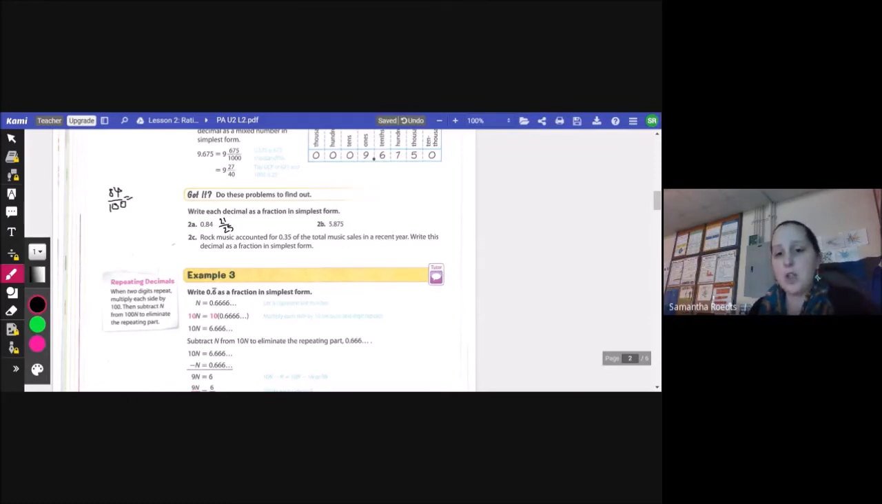For 2b, I have 5.875. So 5 is my whole number, and then I have 875 over 1,000, which reduces to 5 and 7/8.